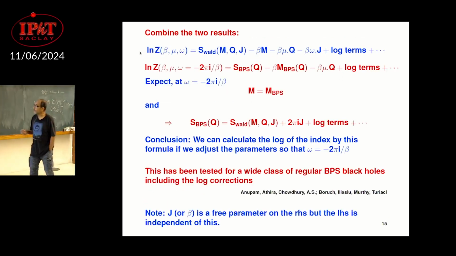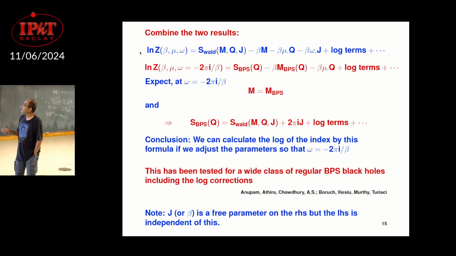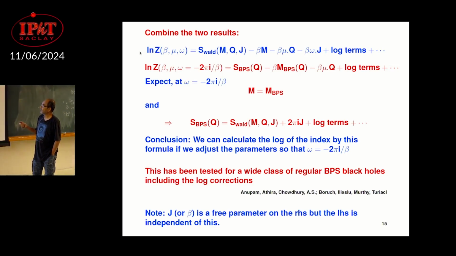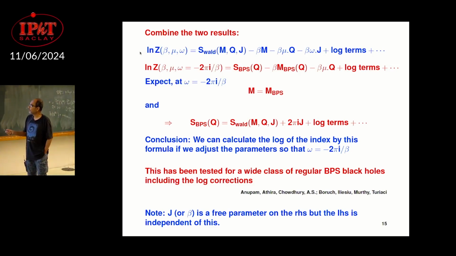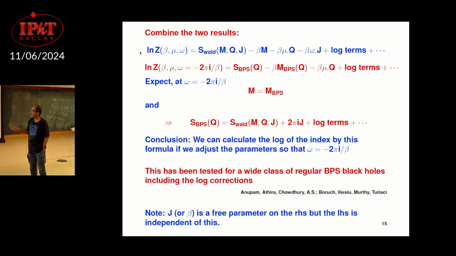So we now combine the two results. This was the gravitational result. It's the same gravitational path integral, I'm not doing anything, except that I'll eventually be putting beta omega equal to minus 2 pi i. And this is the result that we got, which captured the formula for the supersymmetric index, because S_BPS is the log of the supersymmetric index.